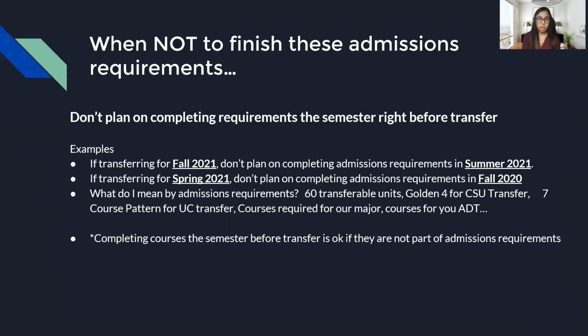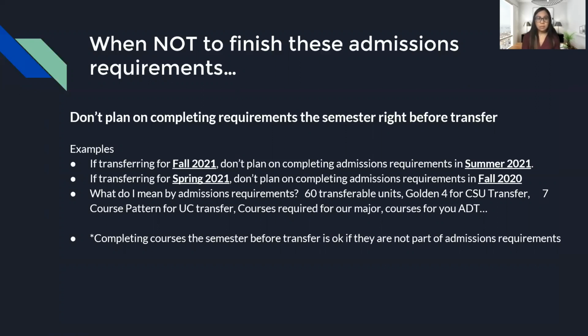Let's say that you want to transfer for spring instead. In that case, you don't want to plan on completing the admission requirements in fall 2020. And what do we mean by admission requirements? We mean the 60 transferable units, the Golden 4 for the CSU transfer, the 7 course pattern for UC transfer, the courses required for your major, the courses for the ADT, etc.